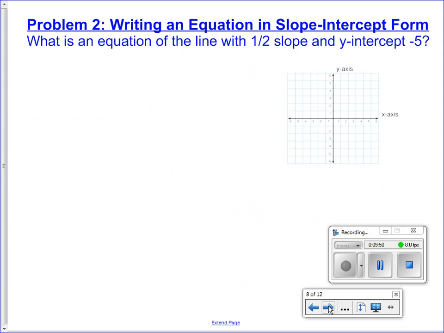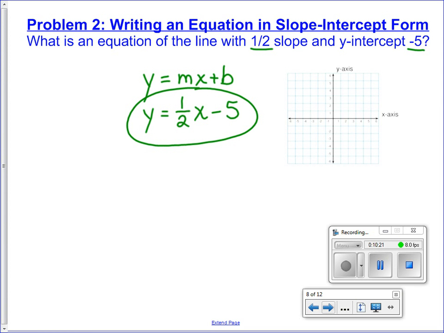What is an equation of the line with 1/2 slope and a y-intercept of negative 5? All right, well, let's go back to our form, y equals mx plus b. M represents our slope, so in our equation, we're going to put the 1/2 in for the m times the x, and then our y-intercept is -5, so I'm simply going to write -5. And there is our equation.